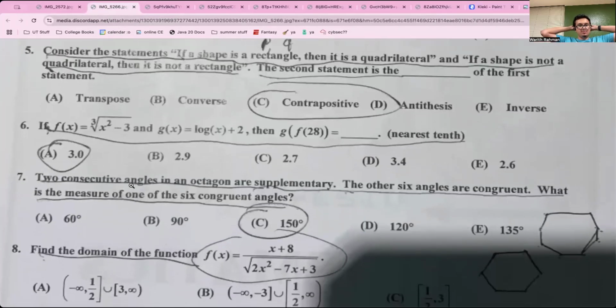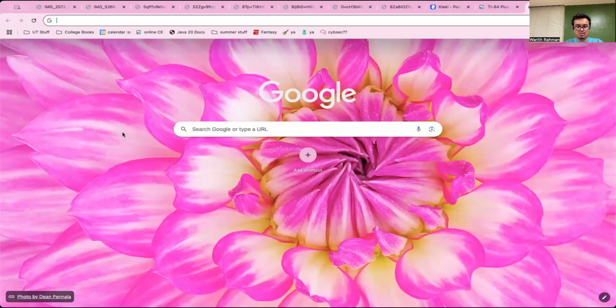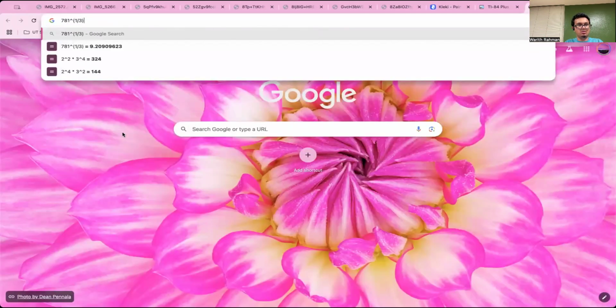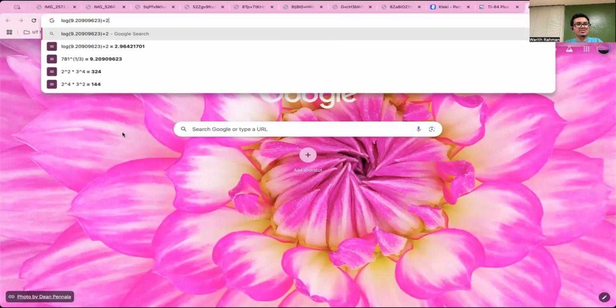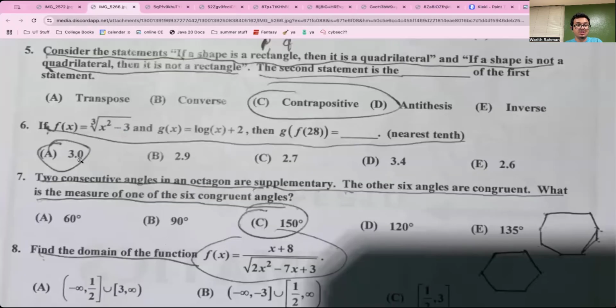Okay, 6. Okay, so yeah, this is just plugging stuff into the function. So you just take 28, you plug it in here. 28 squared is 784. Minus 3 is 781. Cube root of 781 is probably like 9.2 or something. Okay, pretty close. So then we take the log of this plus 2. And that's 2.964, which does round to 3.0.